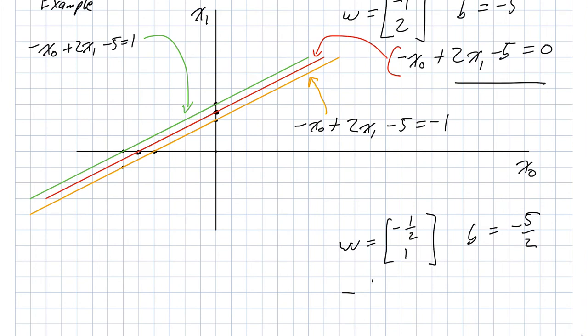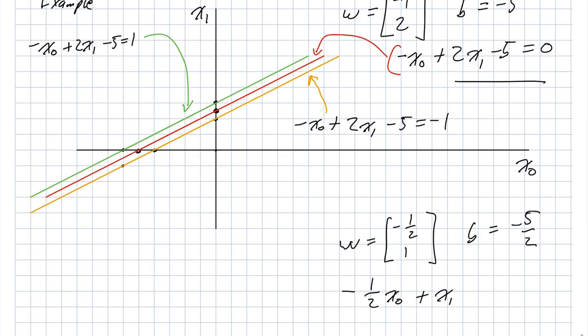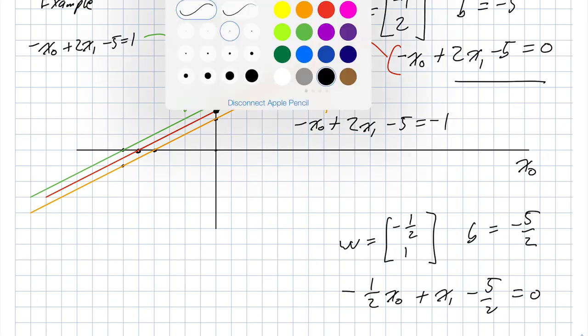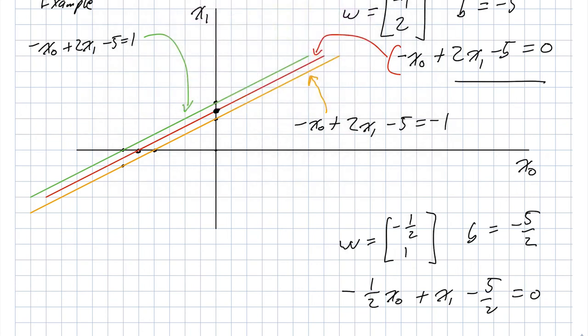So writing out this equation, we have 1/2 x0 plus x1 -5/2 is equal to 0. And let's ask what happens here. Let's start by setting x0 to 0. And if you solve for this, then what you end up with is x1 is equal to 5/2, or 2.5, which is exactly the same point. Let me write it in a different color so it's clear what I'm circling here. It's exactly this point right here.